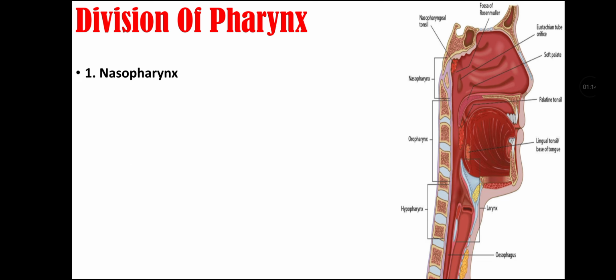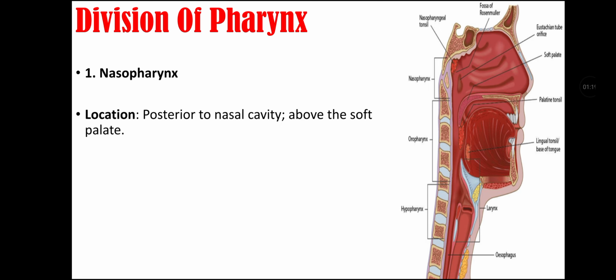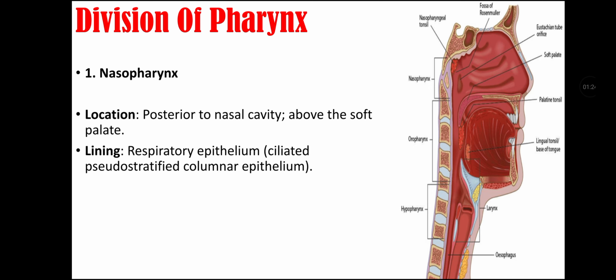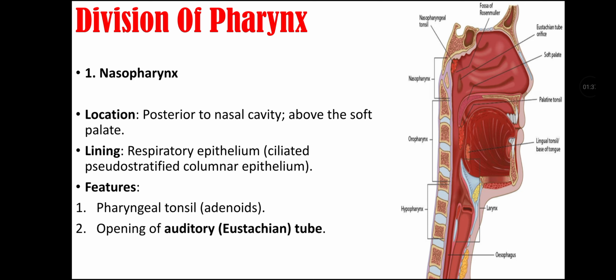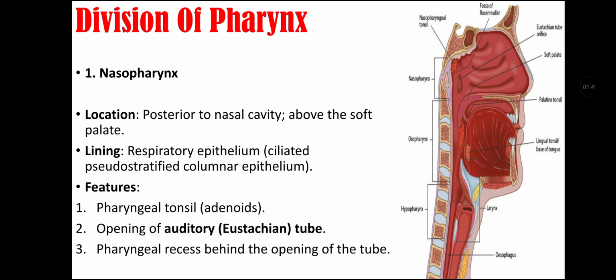So the first division of pharynx is nasopharynx, that is located posterior to the nasal cavity and above the soft palate. This is lined by respiratory epithelium, that is ciliated pseudostratified columnar epithelium. The features of nasopharynx include pharyngeal tonsils that are present here. Opening of auditory tube or eustachian tube is also there, and pharyngeal recess behind the opening of the tube is also there in the nasopharynx.